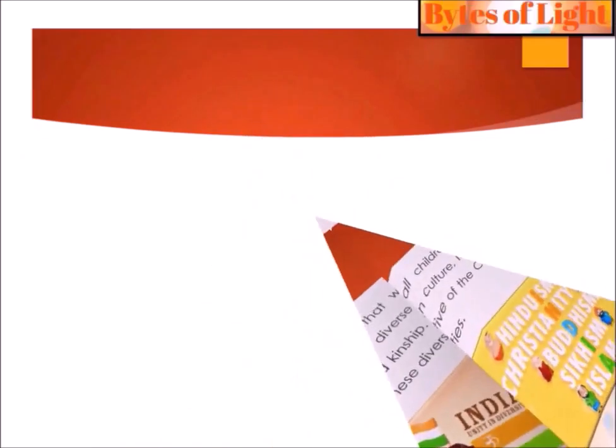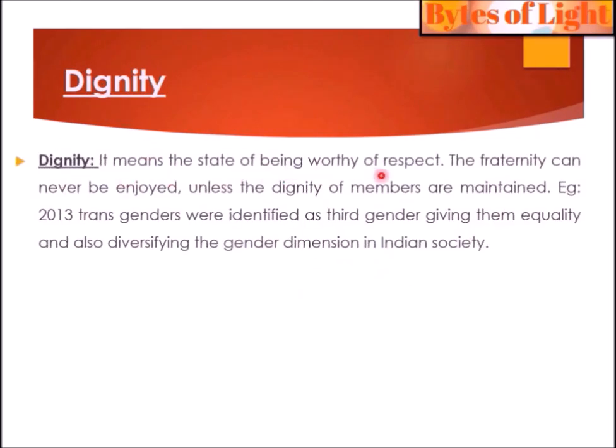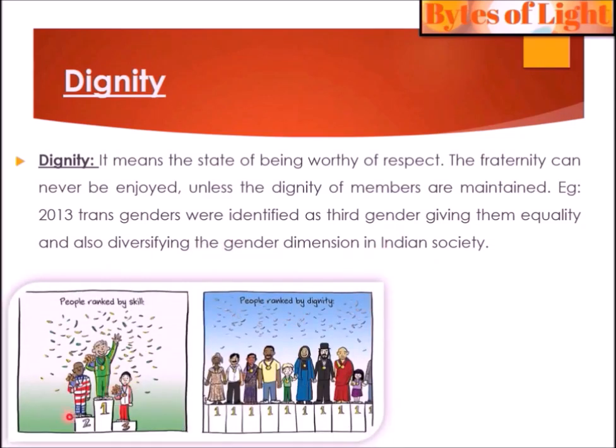Going to the next point, that is dignity. Dignity means the state of being worthy of respect. That is, the fraternity can never be enjoyed unless dignity is provided to members and it is maintained. And in 2013, the transgenders were identified as the third gender, and as a result, it diversified the gender dimension of Indian society. That is, even if people are differently ranked by skill, when it comes to dignity, they should all occupy the same level.